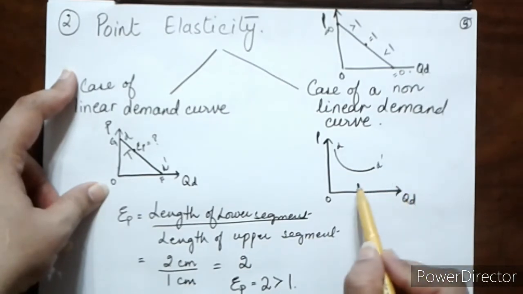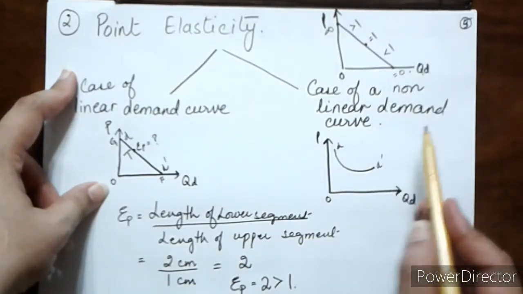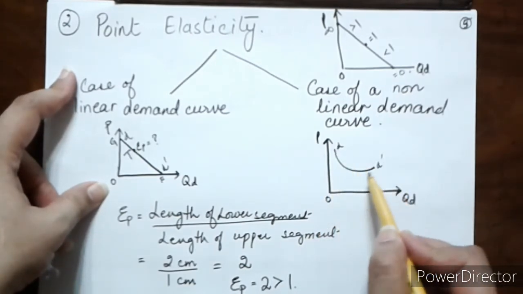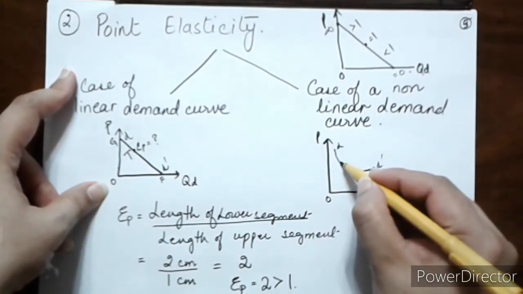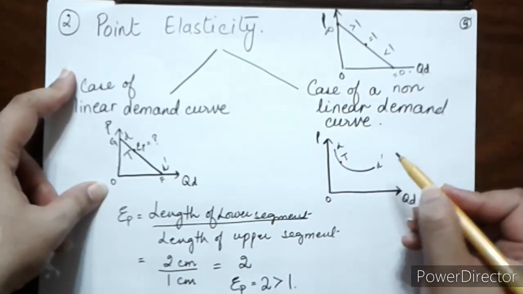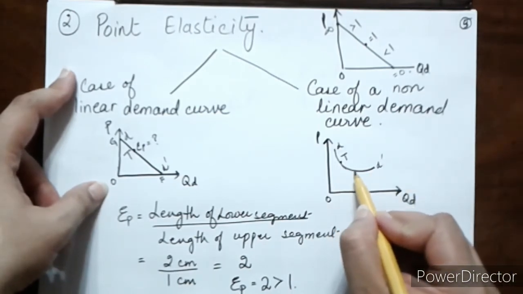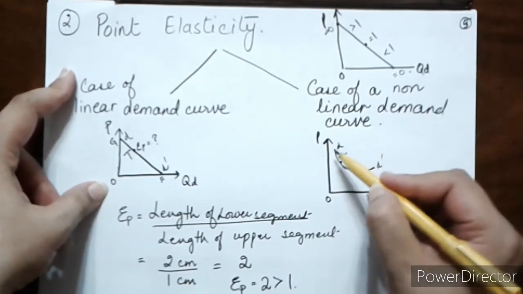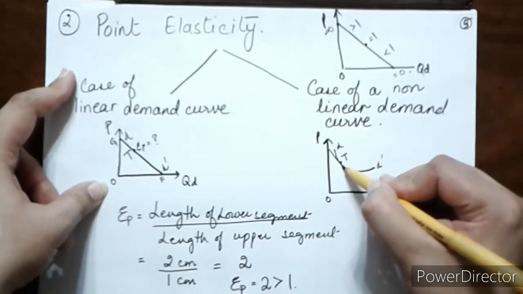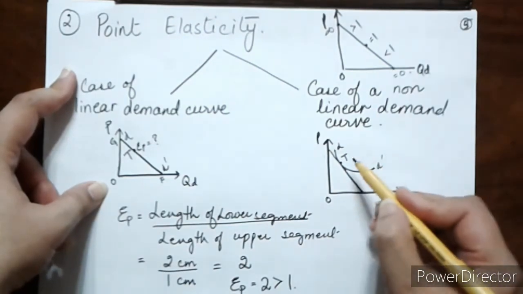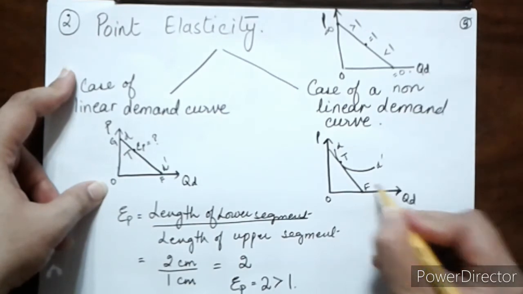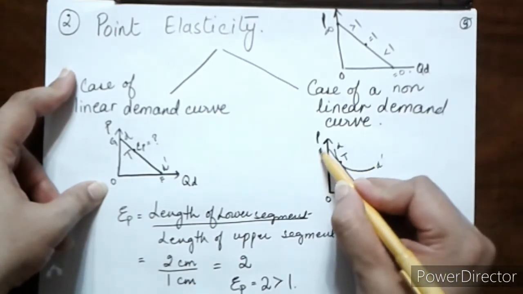Now, let's come to the situation when we have a non-linear demand curve, or our demand curve is curvy. What do we do in this case? Let's say again we have to measure elasticity at point T. Now, we don't have an upper segment. We cannot take a ruler and measure it like this. So what do we do? We draw a tangent through this point, touching both the axes. And now we clearly have a lower segment and an upper segment. Let me give it the same notations, TF and TG.